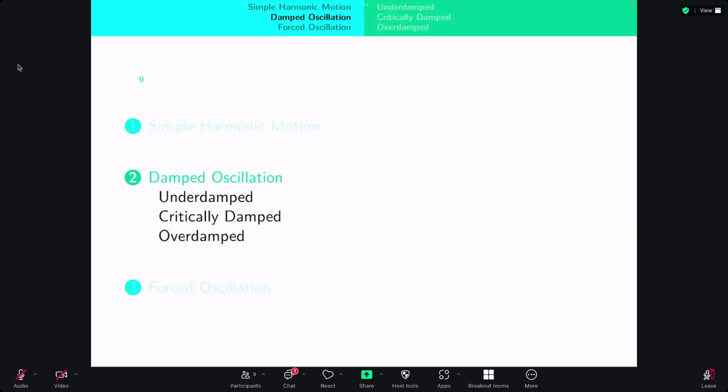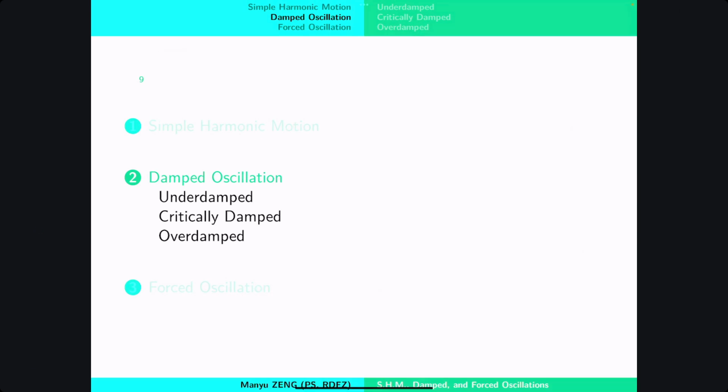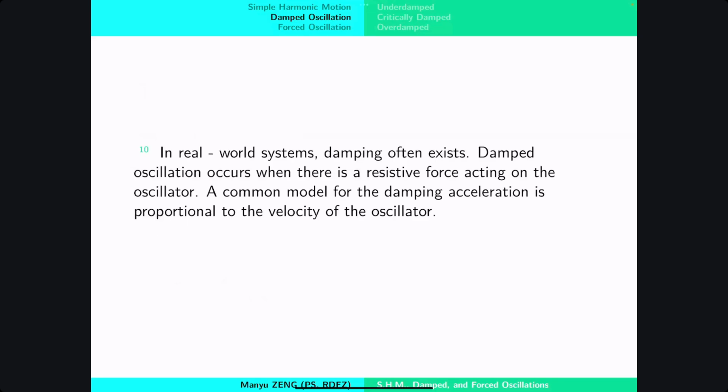Then we come to the damped oscillation part. This oscillation is divided into 3 types. We will introduce them one by one. So there's a general derivation of the equation of the system. In real world systems, damping often exists. So you don't just have the acceleration proportional to the displacement, right?